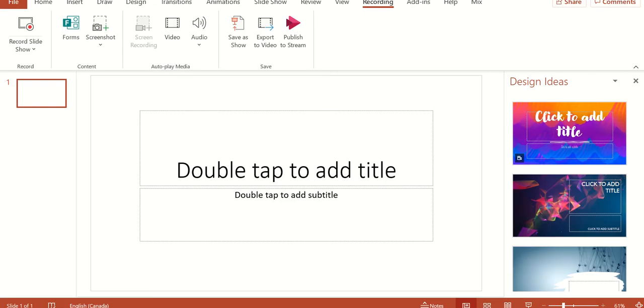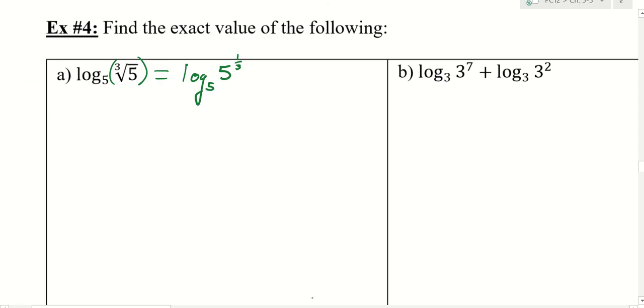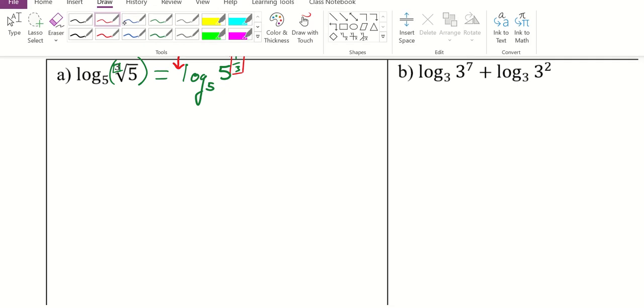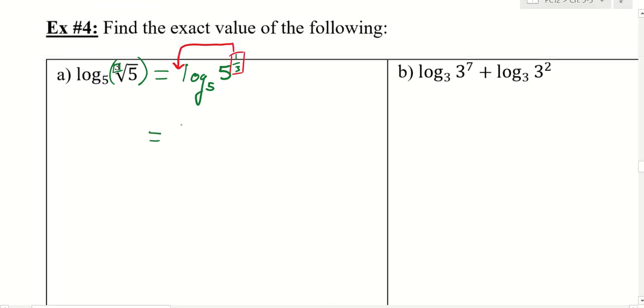Let's go back here. The denominator of your exponent corresponds to the index of your root or your radical. So this would be 5 to the 1/3 power. Now that we've written this as an exponent, it might be clear that what we should do is take this exponent on our logarithmic input and apply the power rule. Right? So let's write this as 1/3 times log base 5 of 5 now.